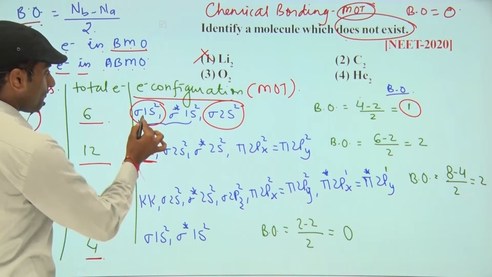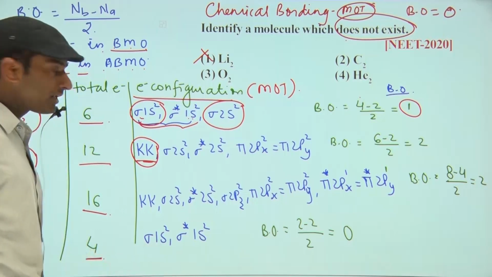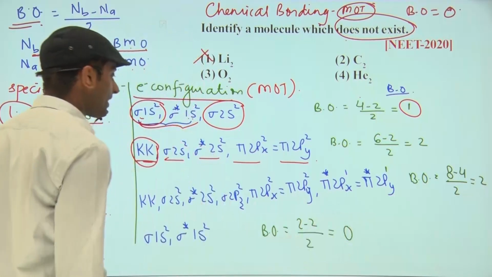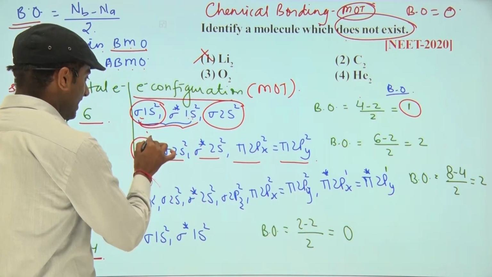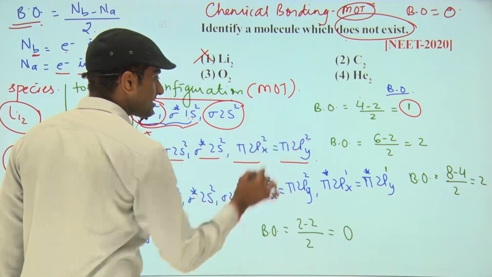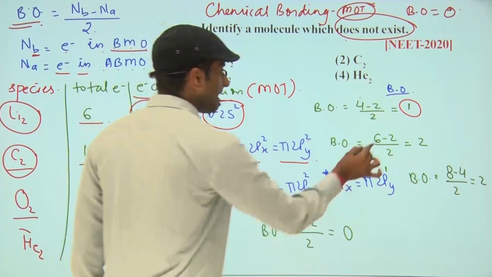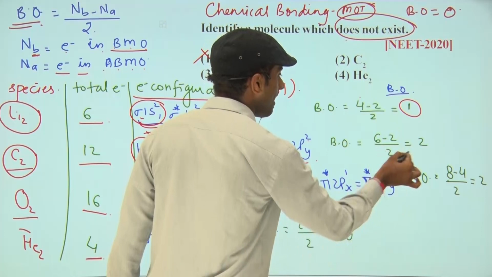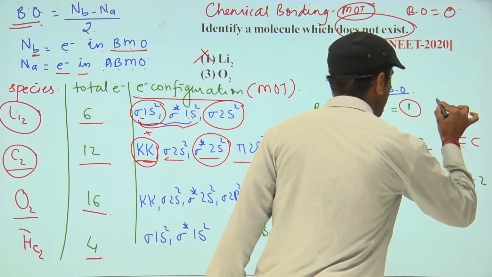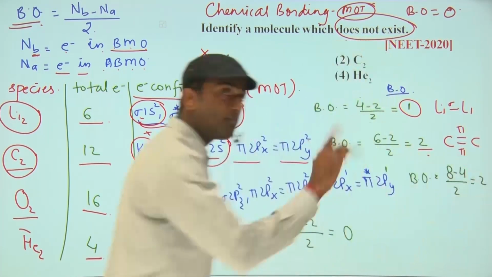Next, we are writing the carbon. KK. Student, you can see that the first shell configuration can also be written like this, KK. Next, second shell, sigma 2s2. This is the configuration of carbon. If we exclude this, then we are getting the configuration of 2 plus 2 plus 2, 6 electrons in the BMO, while the star means 2 electrons in the ABMO. 6 minus 2, 4 by 2, it means 2 is the bond order. So we are getting C double bond C, Li single bond Li. This is a sigma, but you must know that both of these are pi bonds.